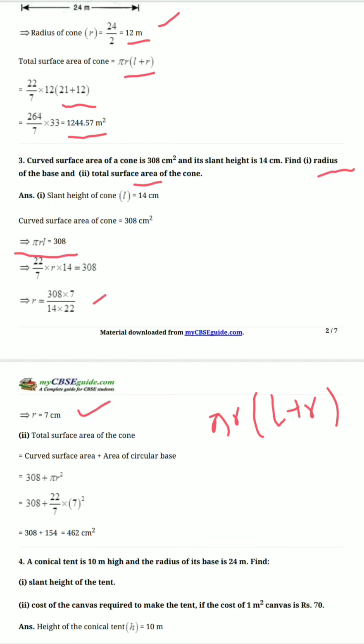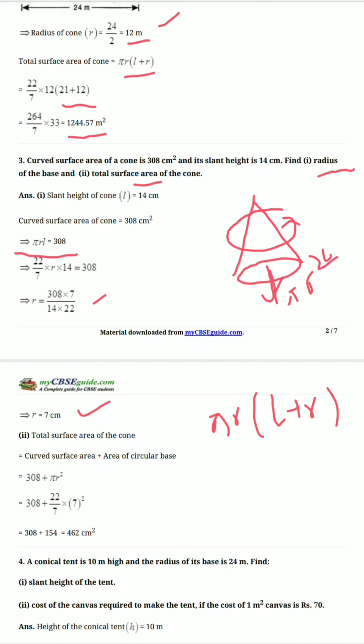One more way of finding the total surface area is that we know that the curved surface area means the curved area of this curved portion, which we have marked here. If in this curved surface area we add the area of this bottom circle, which is pi r square, then that way also we can find the total surface area of this cone. So same thing we have applied here.